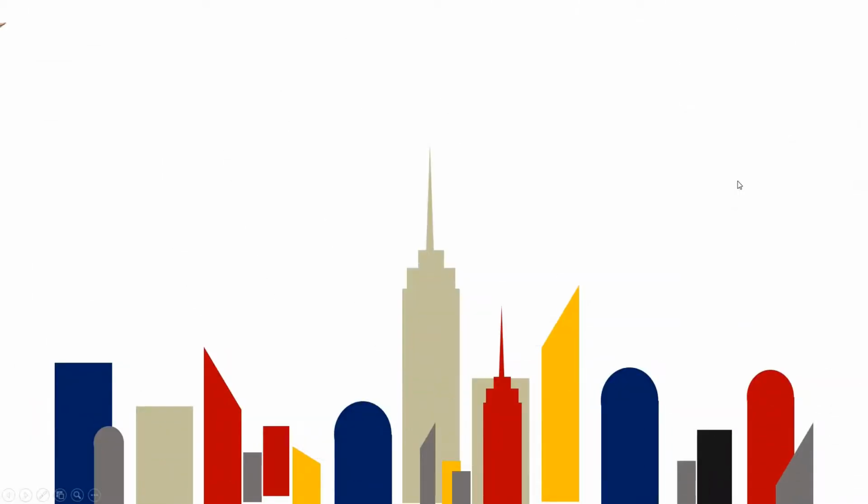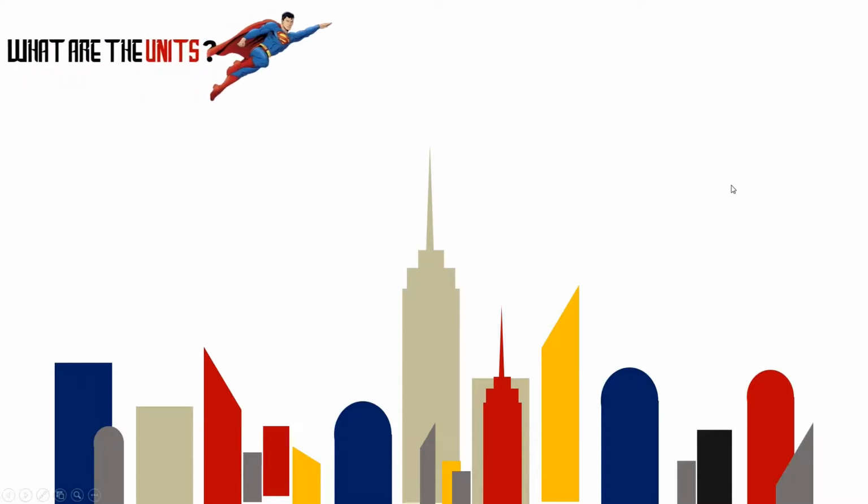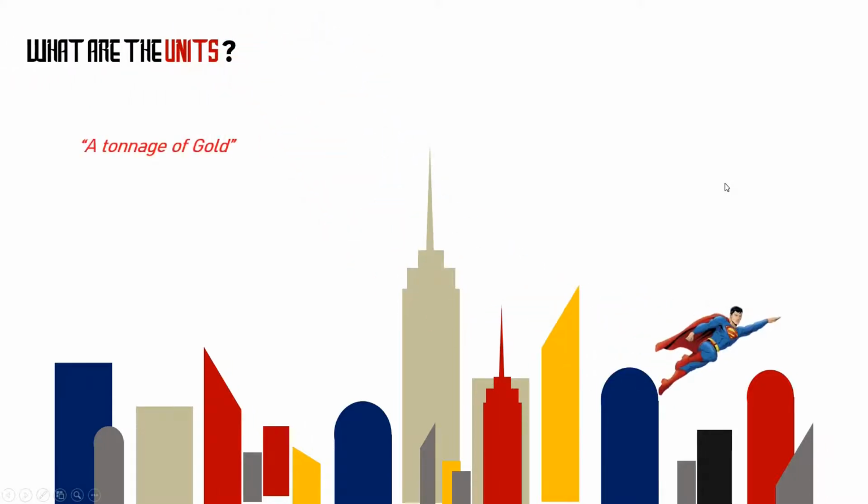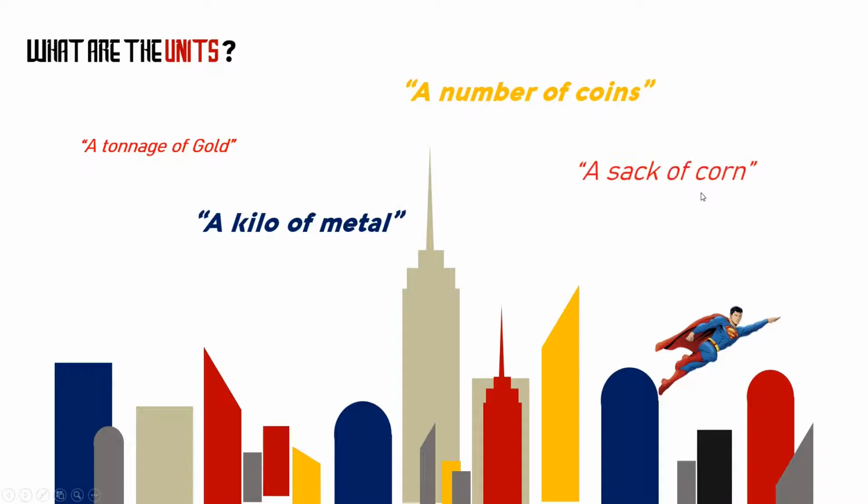So what are the units? Unsa ni nga units? A unit could be a tonnage of gold, a kilo of metal, a number of coins, a sack of corn, and many others. So, dili lang siya units na Kelvin or Celsius, ganyan meter. So, any kinds of units. So, kini siya ang mag-define sa depreciation when we use the constant unit method.